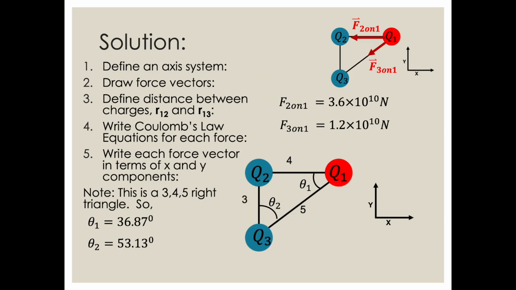Step 5, now we write each force vector in terms of its i and j components. So in order to do that, we need the angles, theta 1 and theta 2, as shown, in order to project the vectors along the x and the y axis to get our i component and our j component, respectively. Since this is a 3, 4, 5 right triangle, we can Google that and find out that the angles are 36.87 degrees and 53.13 degrees.